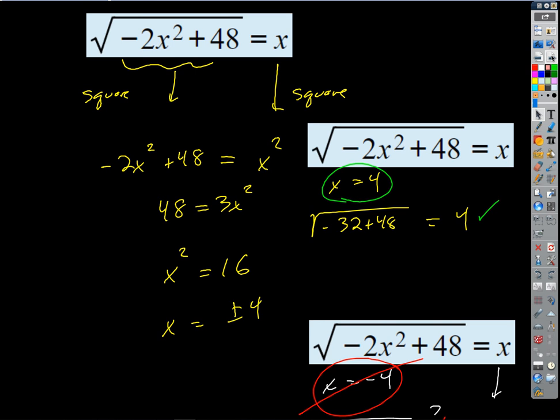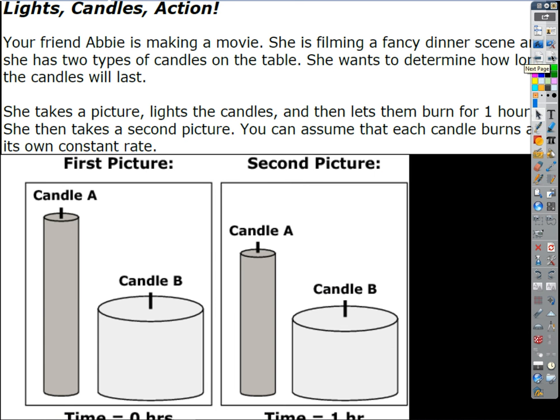Okay, so last one. I want to just start this one, and we'll finish it on Monday. So this is a performance test. We only have a couple minutes, but let's at least familiarize ourselves with it.